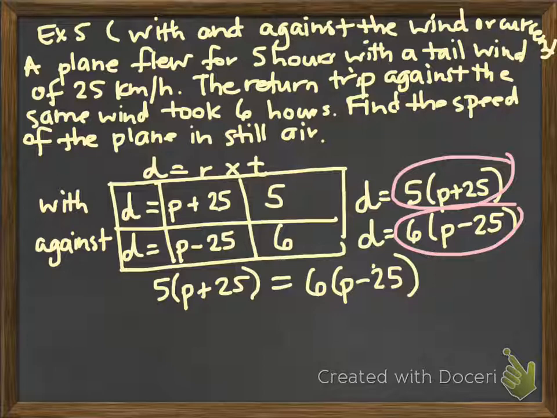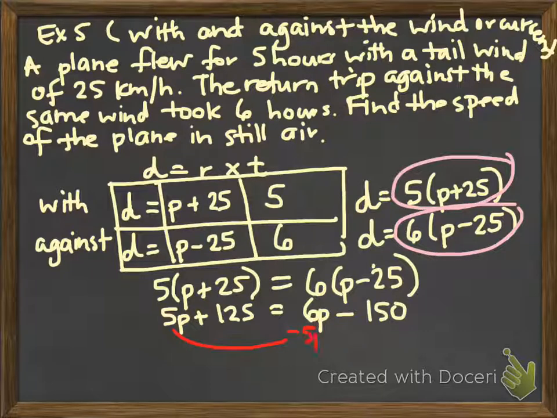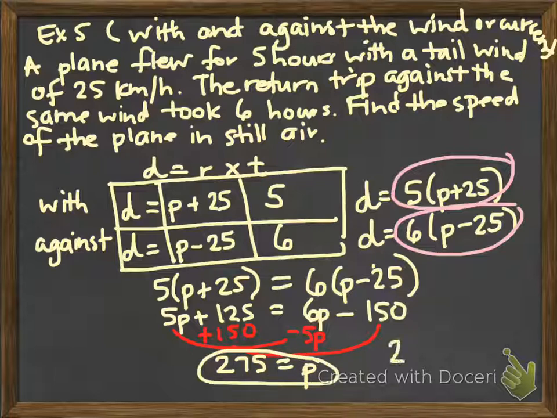Okay, then you do distributive property. So 5p plus 5 times 25 is 125 equals 6 times p is 6p minus 6 times 25 is 150. Okay, then we bring the p's together, subtract 5p here, and add 150 here. Okay, we end up with 275 equals 6p minus 5p is 1p. So that gives us how fast the plane is going. The plane is going 275 kilometers an hour. So 275 kilometers per hour.